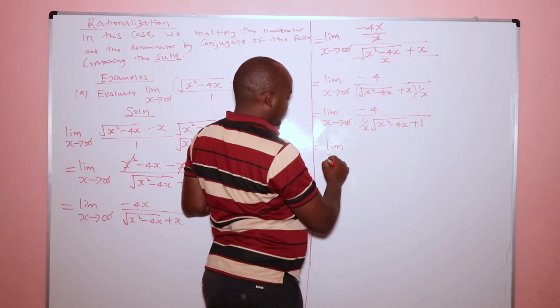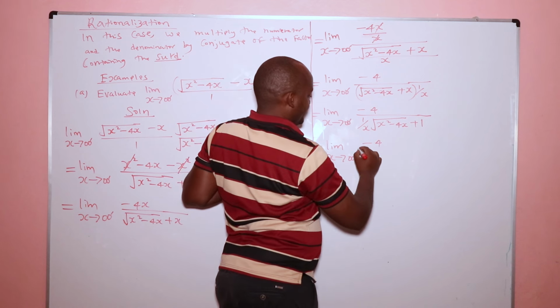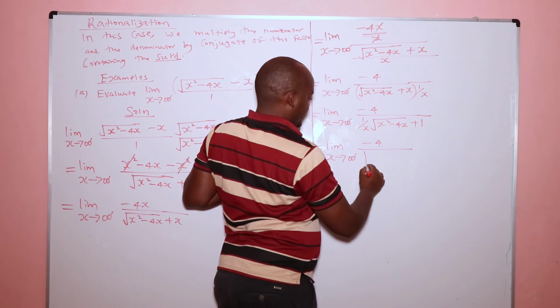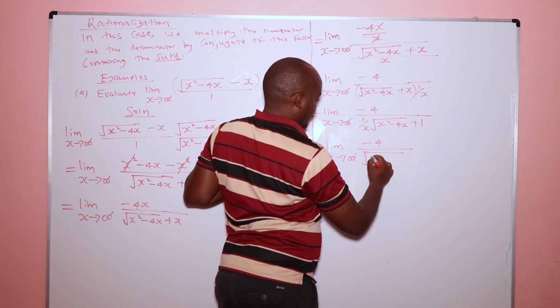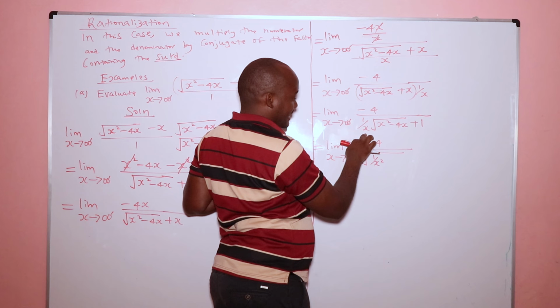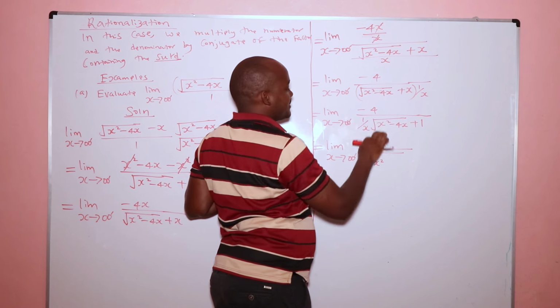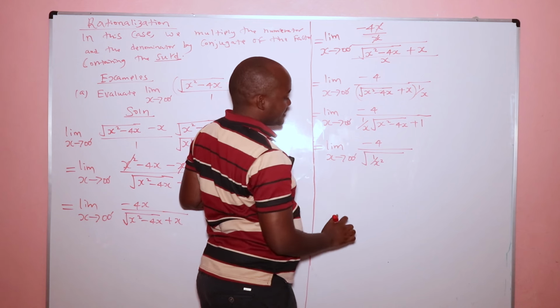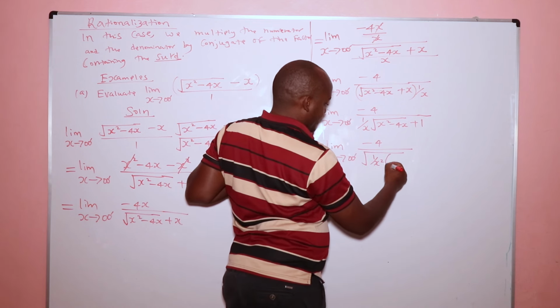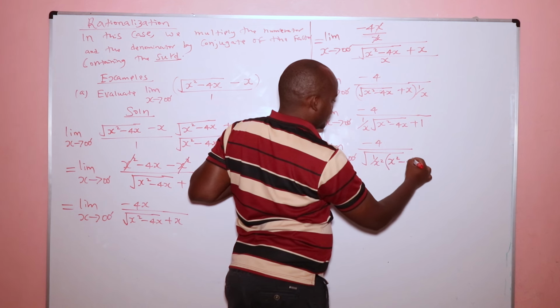That is the limit as x approaches infinity of negative 4 over. So now this would be root of 1 over x squared, because when you square 1, you get 1, and when you square x, you get x squared, which is what we have here. You multiply by x squared minus 4x.